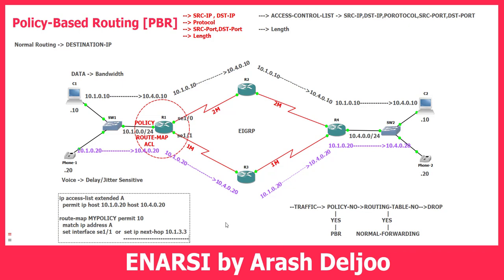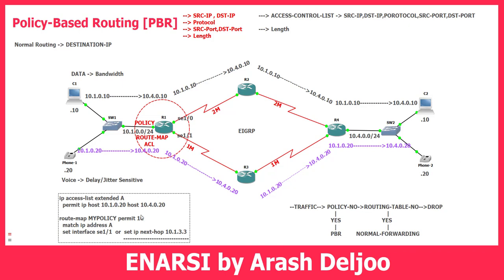This is our policy roadmap. My policy permit 10. Now if traffic is input to the interface of router 1 and matches ACL A, forward the traffic to 10.1.3.3 or from the interface serial 11.